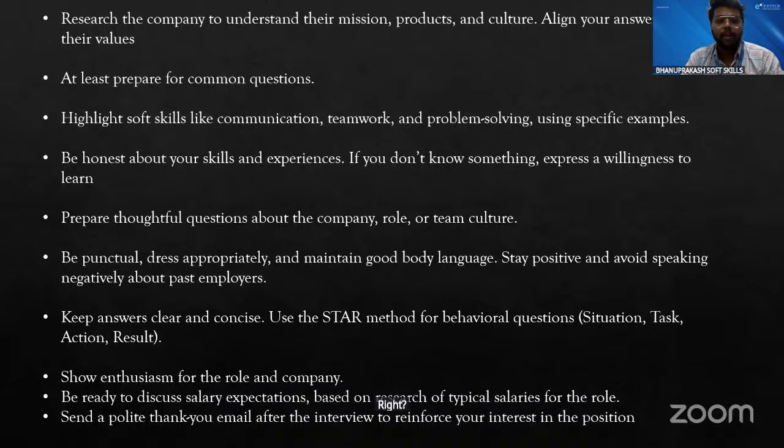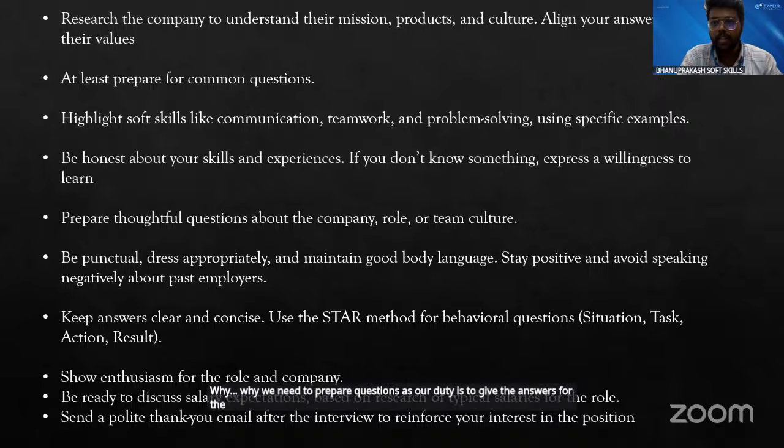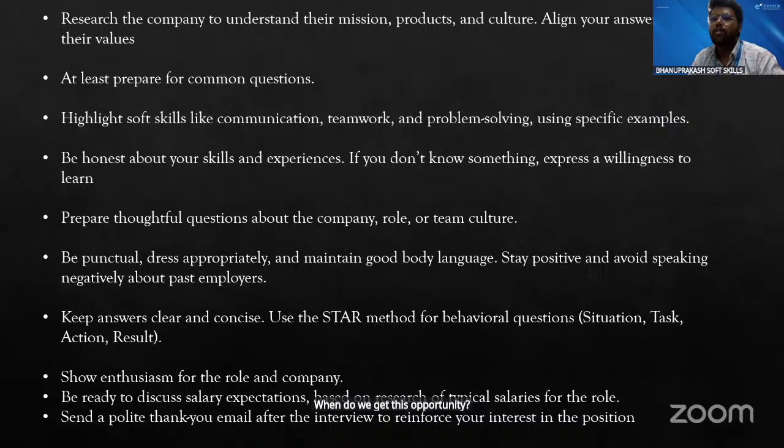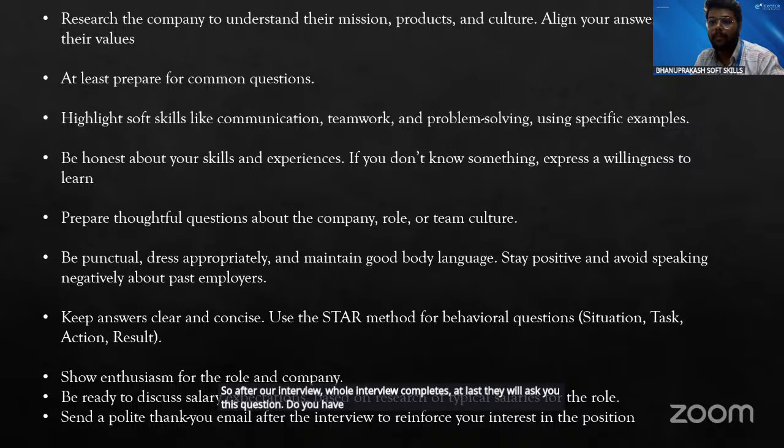And next, prepare thoughtful questions about the company, role or team culture. Why do we need to prepare questions, as our duty is to give answers to the questions they ask, right? But still I'm saying you need to prepare some thoughtful questions to ask them. When do we get this opportunity? After the whole interview completes, at last they will ask you this question: do you have any questions for me?